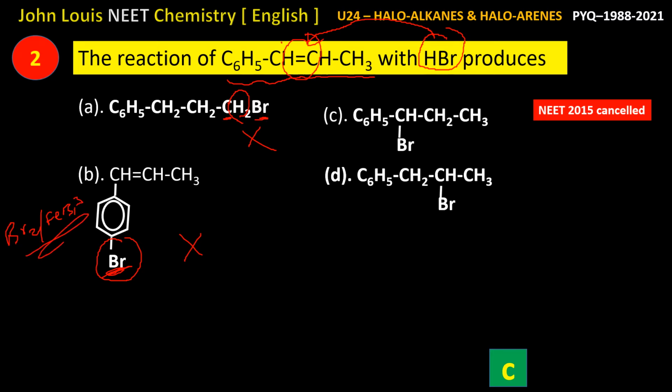And here the reagent is only HBr, therefore this option is ruled out. So now let's move on to option C. Here the bromine is bonded to the carbon which is bonded to the benzene ring. And in the fourth option, bromine is bonded to the carbon which is bonded to the alkyl group, the methyl group. So these two may be the correct ones.